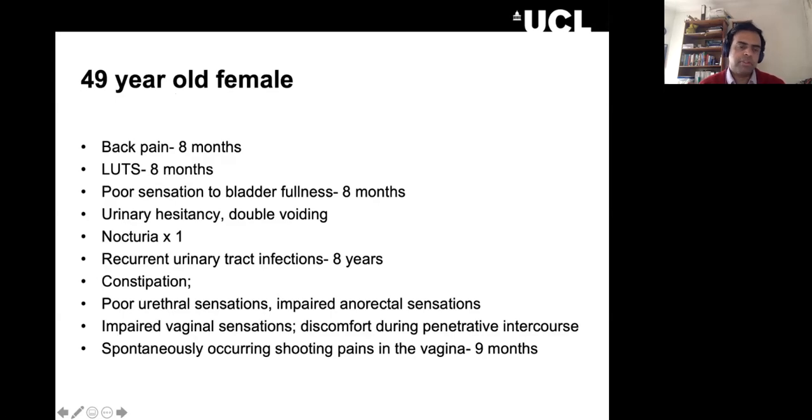There's clearly a neurological flavor to this, I think, just from the poor sensations, the fact that there's also multi-pelvic organ involvement, so it's not just bladder but bowel as well, but also there's sensory loss that the patient is describing somatically as well. And lastly, you have these spontaneously occurring shooting pains. So you think of some sort of referred pain to the vagina.